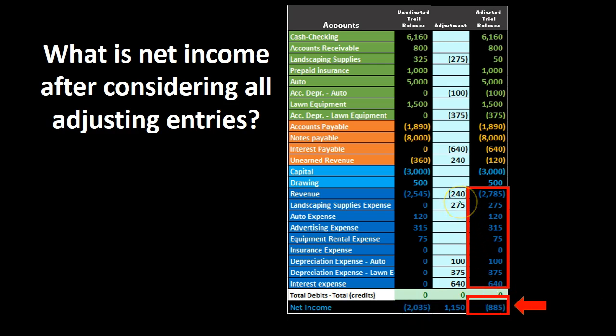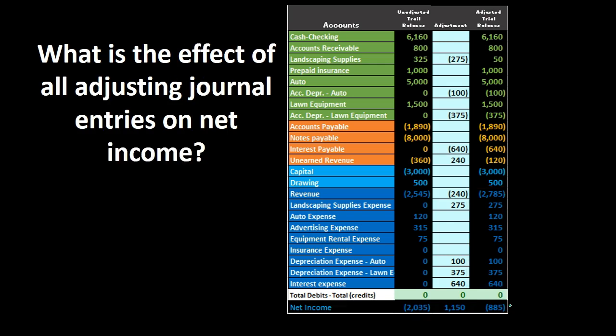So here are our adjustments. We can see what the difference is, what we did to these accounts, and then we can see the net income, once again, very quickly calculated by Excel. We have the negative numbers being the credits, positive being the expenses and the debits, and the credits of revenue minus the expenses of debits gives us net income, not a loss, of 885 in this case.